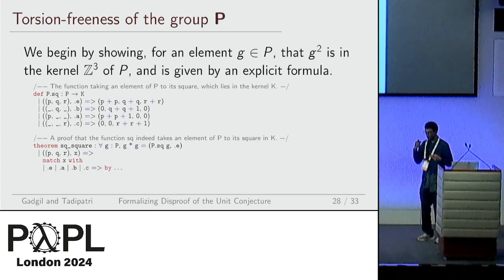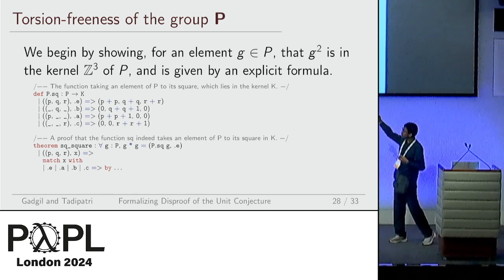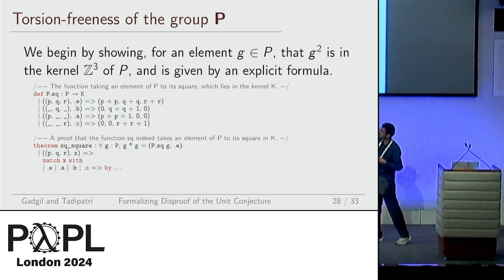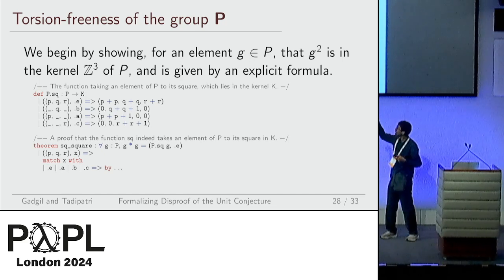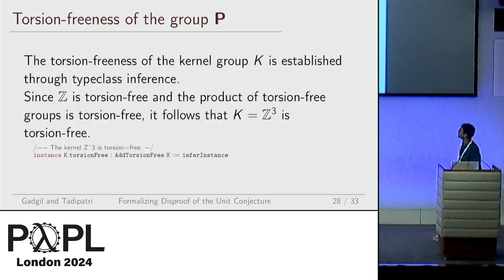So we need to show that given an element in P, its square lands in the kernel K. Lean is a language that has types, so this has to be stated a little differently. We first define a map, square, which sends an element of P to an element of K. And then we show that for any element in P, its square matches with this function over here. So that's an abstract way of stating it.